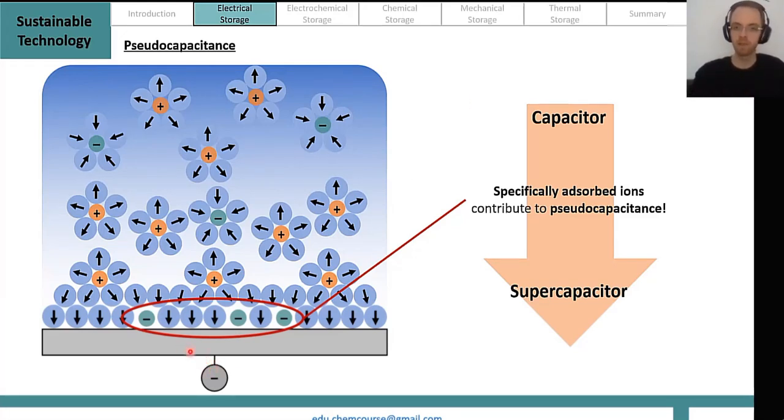This might seem a bit counterintuitive at first, but going from a capacitor to a supercapacitor, the only thing which is different is that you have these so-called specifically adsorbed ions. These are the main contribution to pseudocapacitance. And these are actually negatively charged ions adsorbed onto this negatively charged surface. Even though it might seem intuitive that they should repel each other, this is exactly where the fact comes in that I told you before, that you can have a very fast and temporary electron transfer to this negatively charged electrode, and this helps it to stay here on the surface.